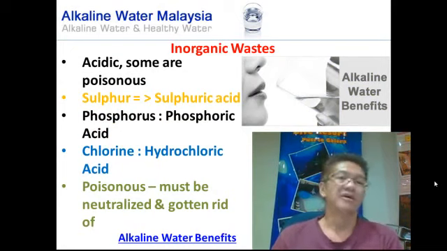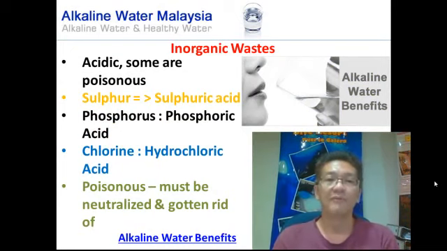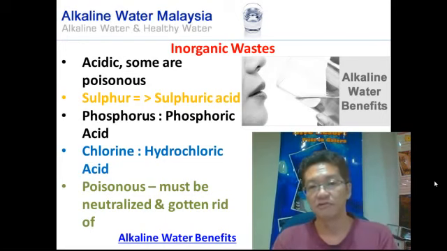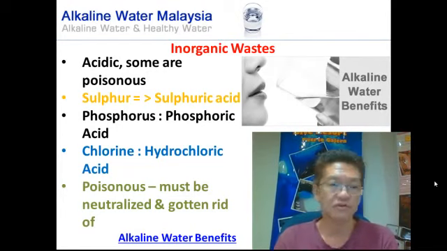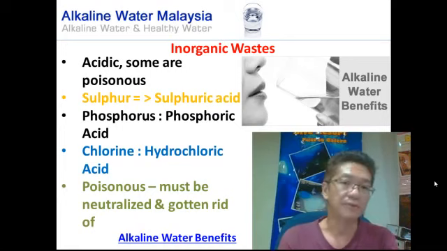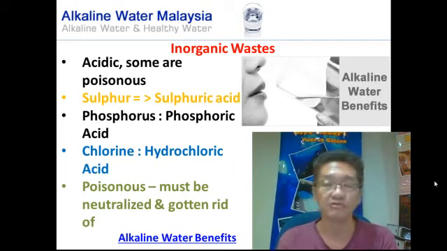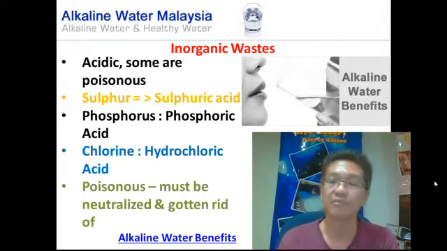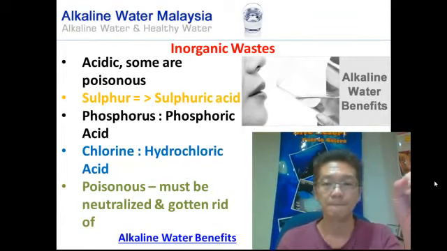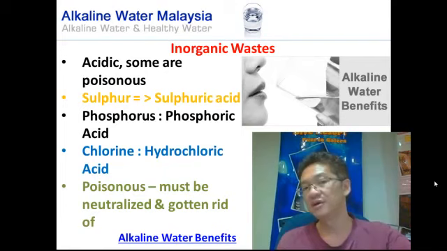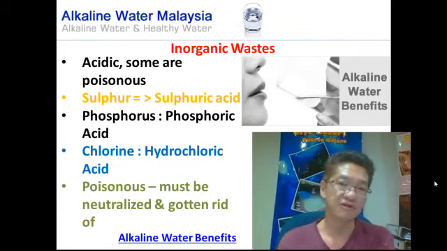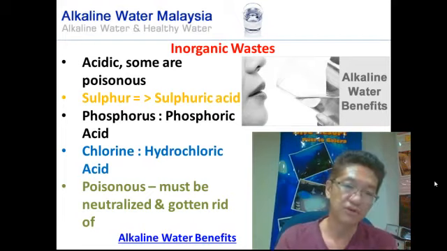Now, the inorganic wastes are acidic, and some of them are poisonous. For example, food containing sulfur will lead to production of sulfuric acid. Okay, if the food has phosphorus, such as rice, it will produce phosphoric acid, and then chlorine will lead to production of hydrochloric acid, and all these are acidic and poisonous. As we know, they are acids, and therefore it's important that they are neutralized and then gotten rid of somehow, out of the body through whichever channel, which we will address in the next video.